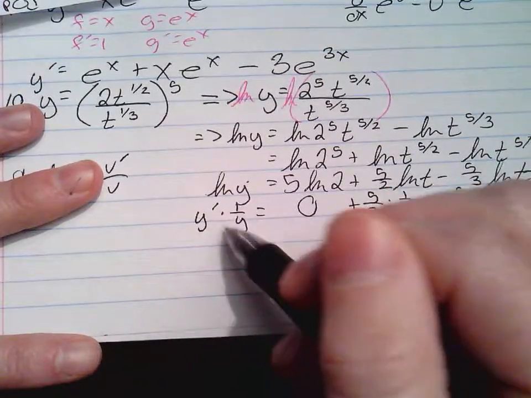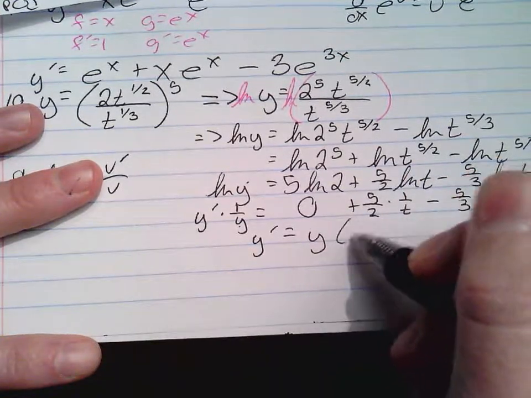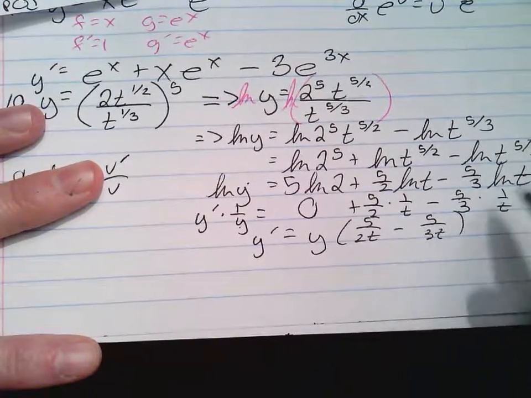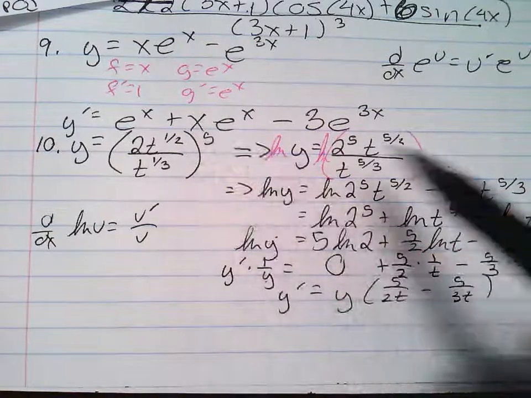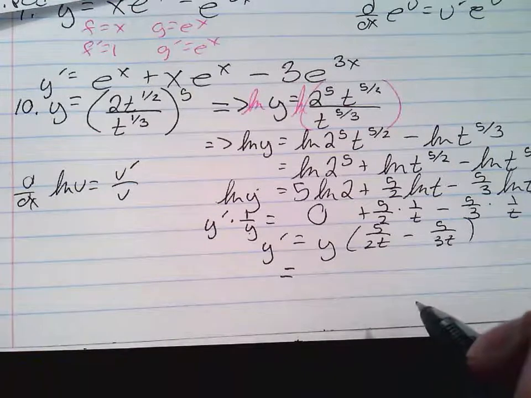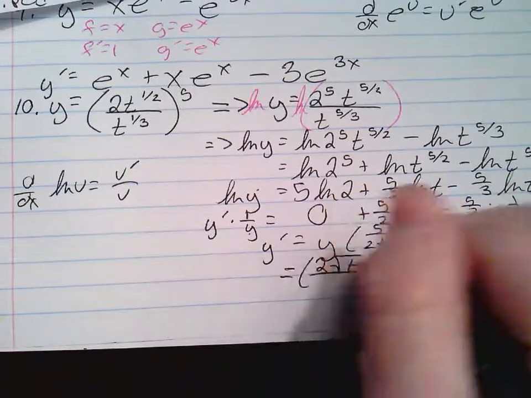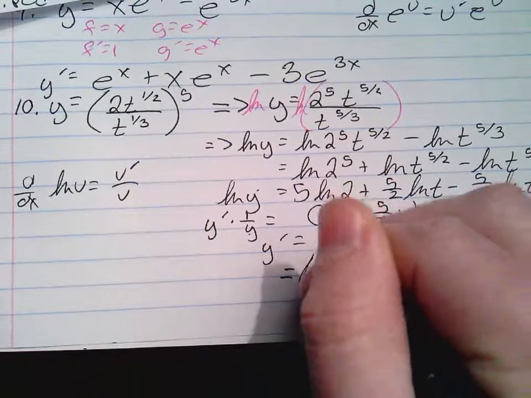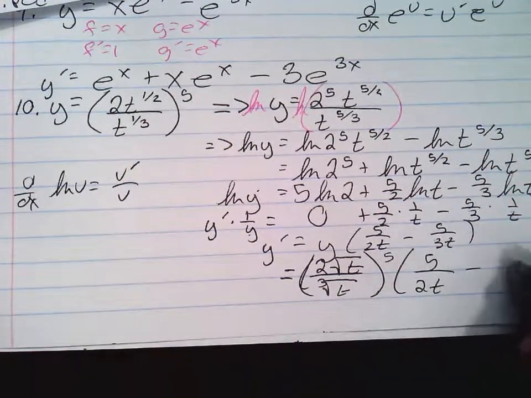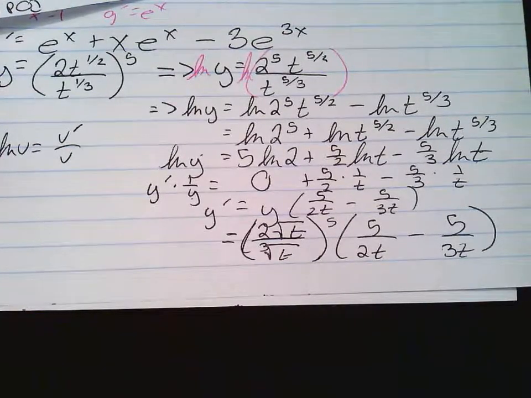So if you want to, you can go in and bring this y up here. So y prime equals y times 5 over 2t minus 5 over 3t. Lastly, all you're going to do is substitute what y was at the very beginning, which was 2 t over the cube root of t, to the 5th, times 5 over 2t minus 5 over 3t. That's all I need. You do not need to combine fractions there. That is fine.